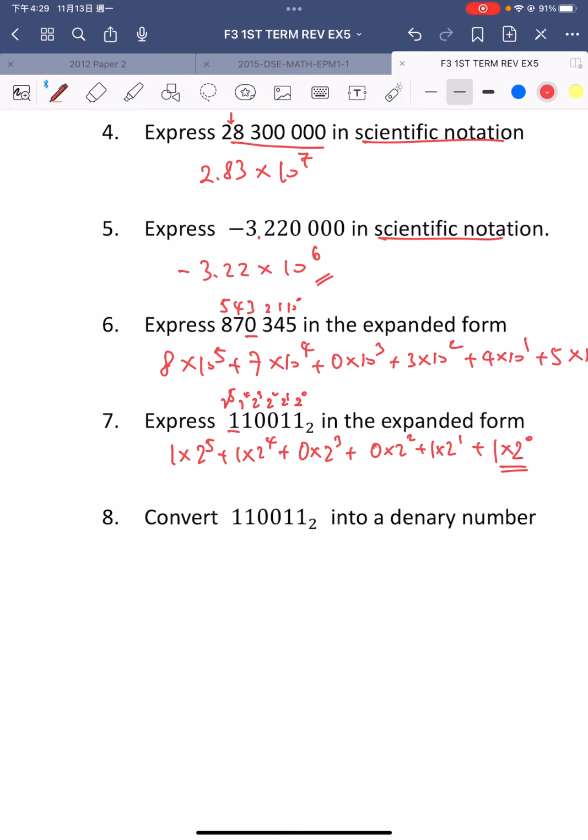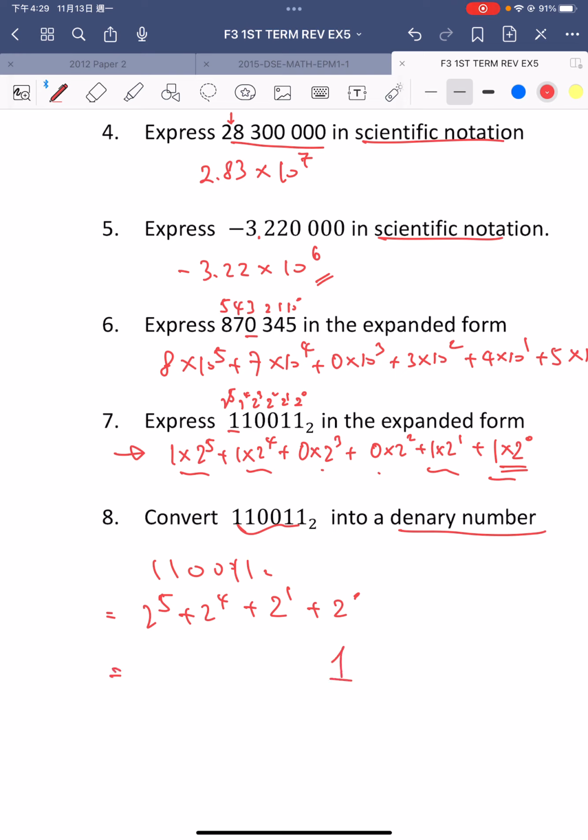We expand it. If we change the same thing into binary numbers, we just calculate our expanded form, as this is 110011 base 2, equal to 2 to the power of 5 plus 2 to the power of 4. 3 and 2 are empty, and we just need to add 2 to the power of 1 plus 2 to the power of 0.